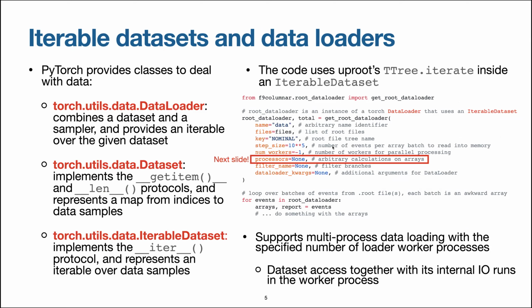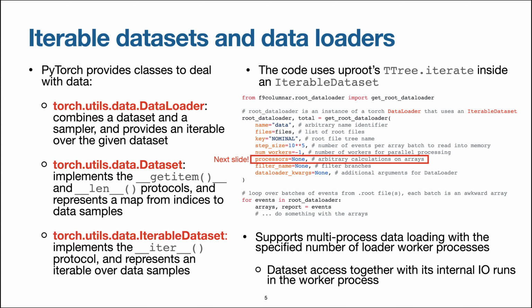Okay, so a bit of context on the PyTorch side. PyTorch provides classes to deal with data, and there are three main classes to do this. The first one is the DataLoader, which combines a dataset and a sampler and provides an iterable over the given dataset. Then we have two dataset abstractions: the first one is a Dataset and the second one is an IterableDataset. If you ever worked with PyTorch, you probably used the Dataset, and this is the simpler version. It implements the __getitem__ and the __len__, and it basically gives you the indices and maps the data samples to your batch from memory.